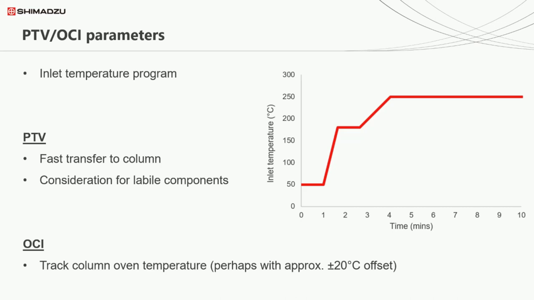If you have access to an OCI, these are actually great for method development, as you effectively remove the inlet parameters from your initial development. This makes troubleshooting far easier, as any problems are most likely column related. And when you transfer back to a split-splitless inlet, you'll be able to check for any impact on the chromatography and take appropriate action.